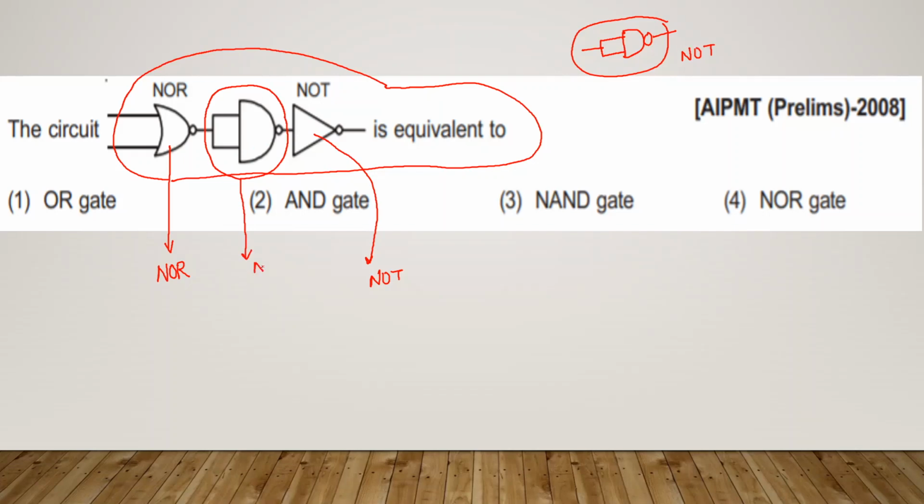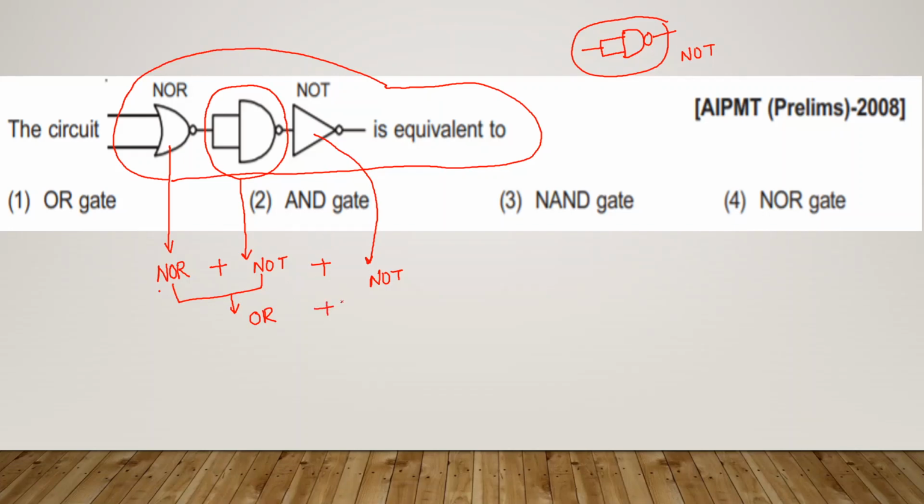So we got the 3 gates. First one is NOR gate. This NOR gate is attached to a NOT gate. Again this NOT gate is attached to one more NOT gate. So what will be the answer for the combination of NOR gate plus NOT gate? It will be OR gate. Just now in the previous problem we discussed this.